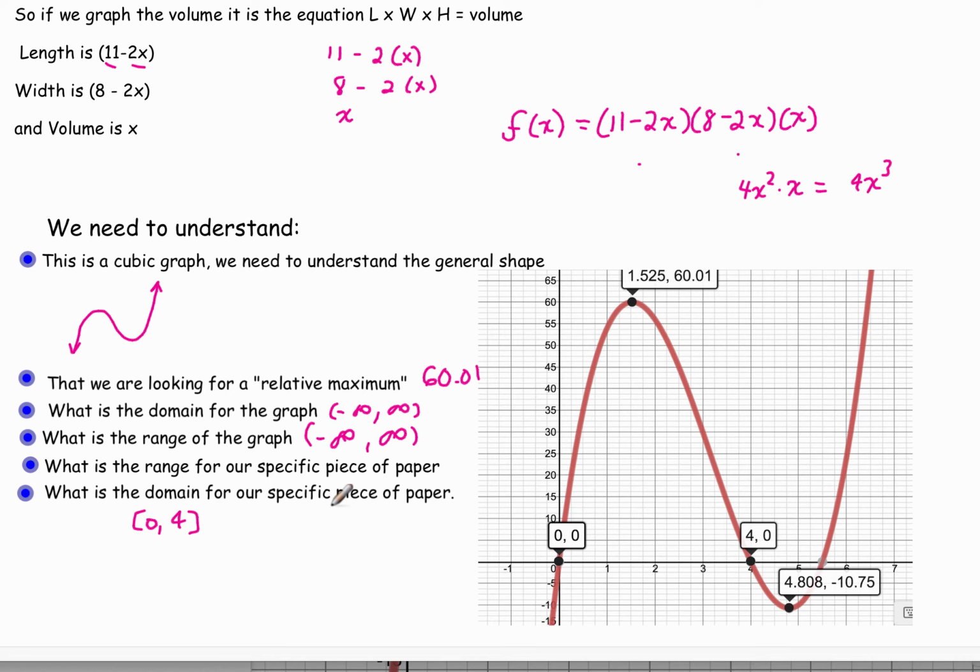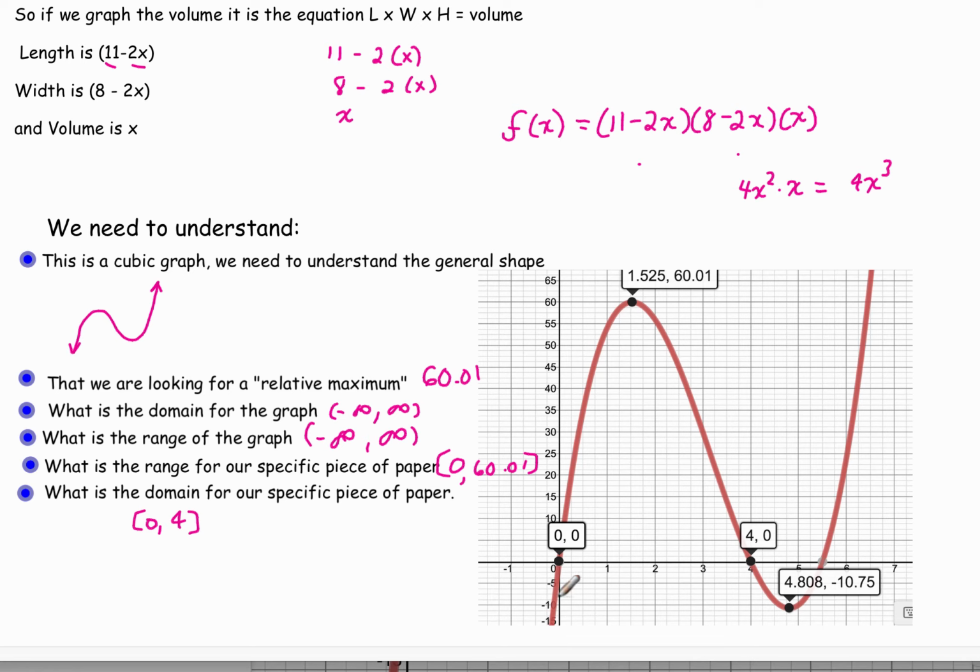Our range is from 0 to 60.01. Now, some people may argue that 0 is really not the domain. 4 is not really in the domain, because when we put 4 in, we get a volume of 0. Well, guess what? A volume of 0 is an acceptable answer. It means the volume doesn't exist. It's a number, but we just wouldn't want to create a box with a volume of 0, but it is possible.